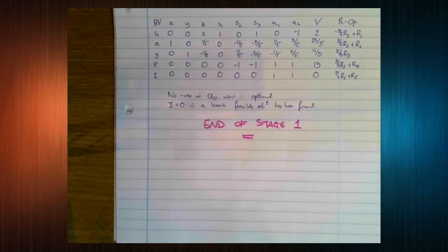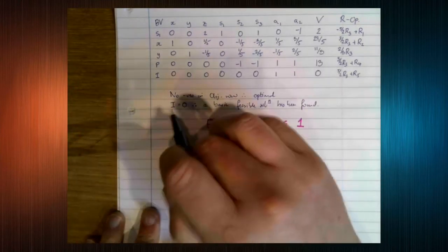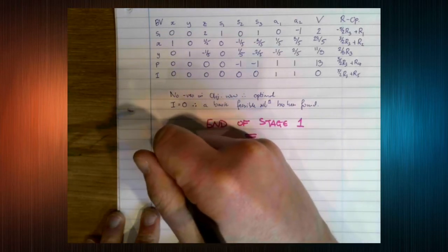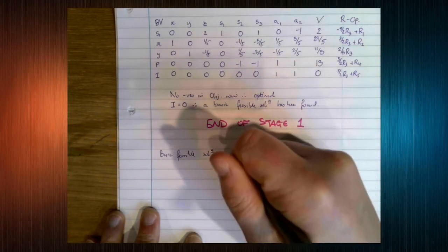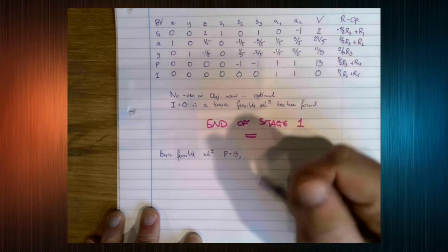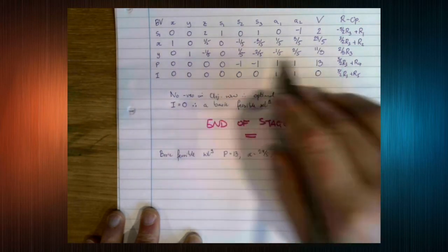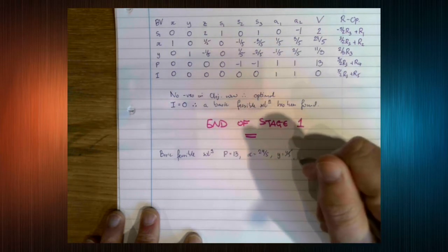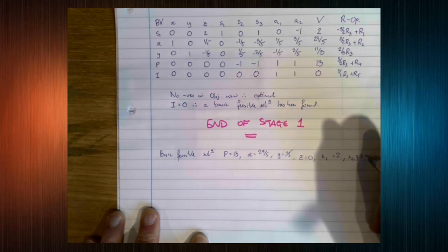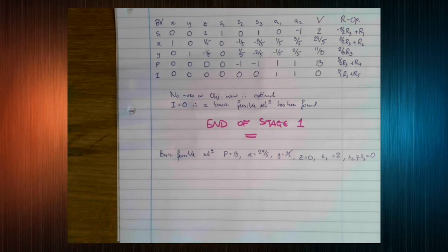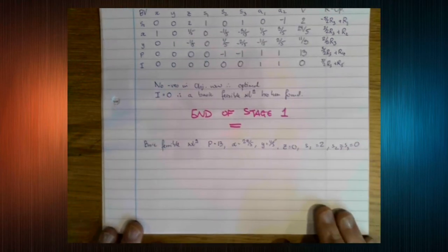So for the next simplex, or stage 2 of this method, we use the table as here. So our basic feasible solution is P is 13, X is 29 over 5, Y is 11 over 5, Z is 0, S1 is 2, and S2 and S3 are 0 as well. Okay? So this is the basic feasible solution for stage 2. So this is our starting point.